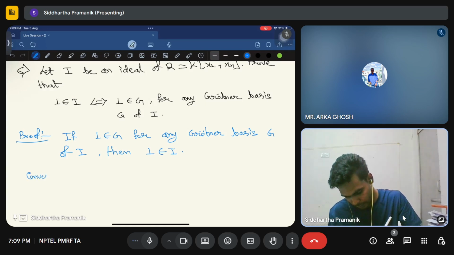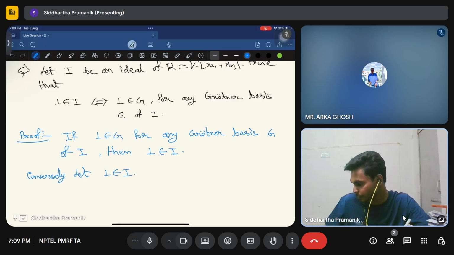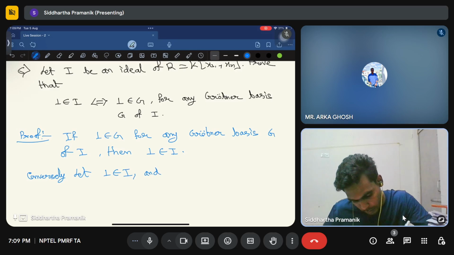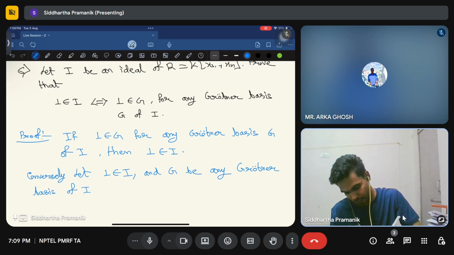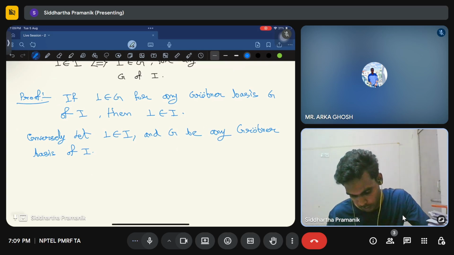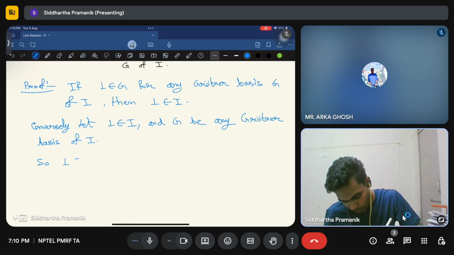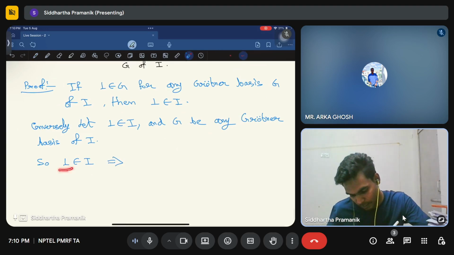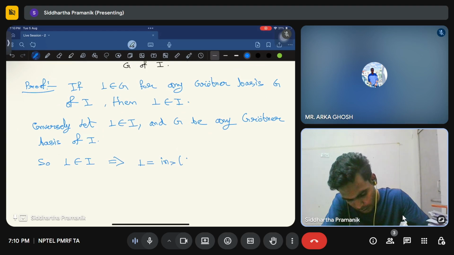Conversely, let 1 belong to I, and also let G be any Gröbner basis of I. We need to prove that 1 belongs to G. So 1 belongs to I, that will imply, observe that 1 itself is a monomial, or more generally 1 is equal to its initial term, and it should belong to the initial ideal of I.